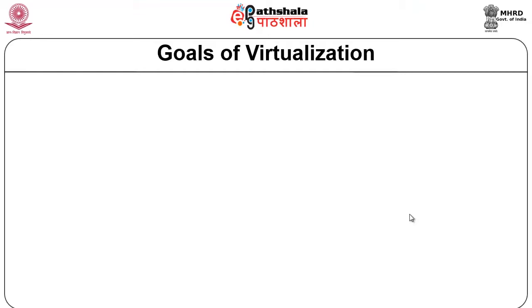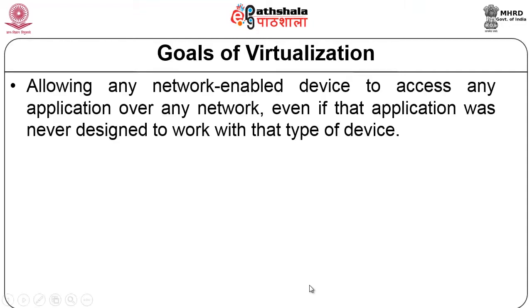So, let us look at the actual goals of virtualization. When we create a virtualization layer, what are the objectives or goals that we have in mind? We want to allow a network enabled device to access any application over the network, even if that application is actually not meant for a certain type of device. So, even for a different ISA, we have been given the example of the same ISA, but even different ISAs can be used for running the application.